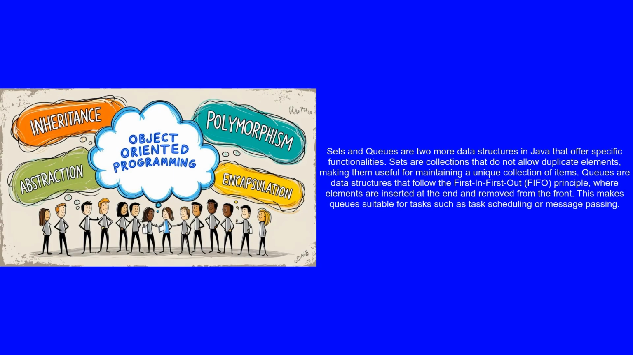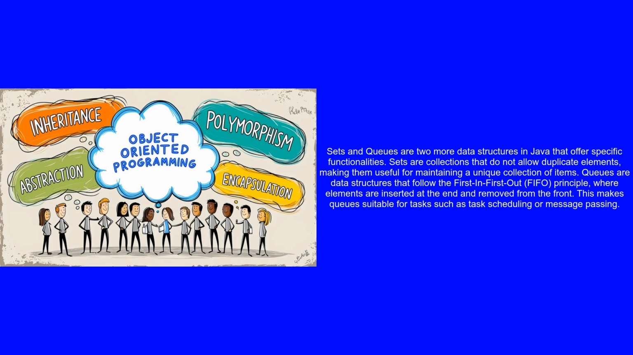Alright, so now let's talk about sets and queues in Java. Sets are pretty cool because they don't allow any duplicate elements, so you can keep a nice, unique collection of items. On the other hand, queues are all about the first-in first-out rule, where elements get added at the end and removed from the front. This makes them perfect for things like task scheduling or passing messages around. So, sets and queues both have their own special functions in Java that can really come in handy for different tasks.